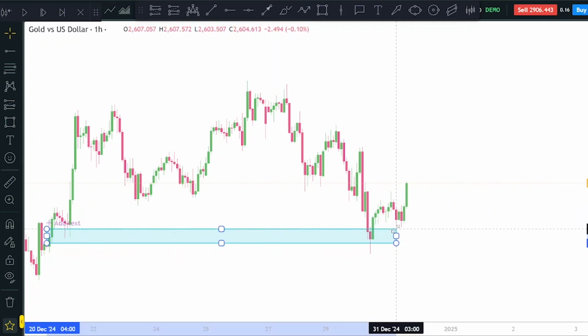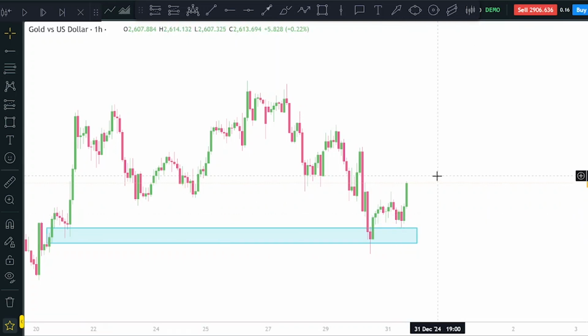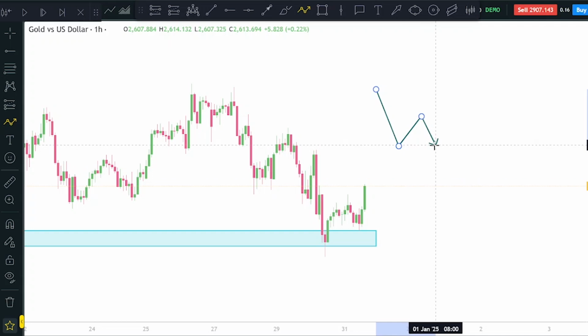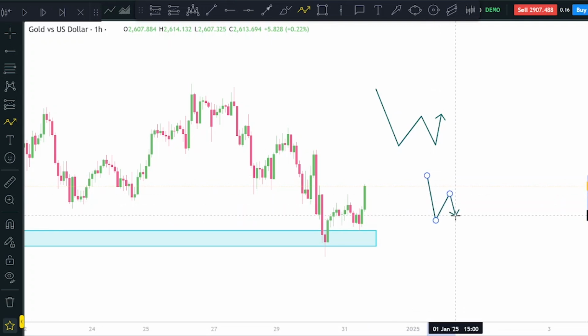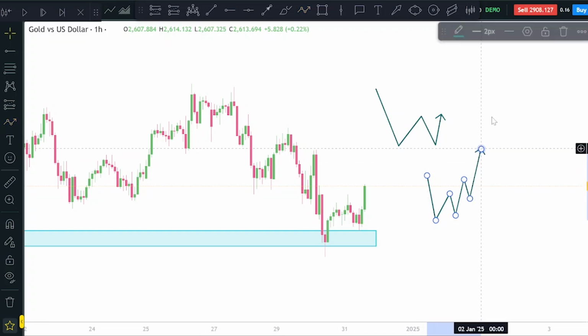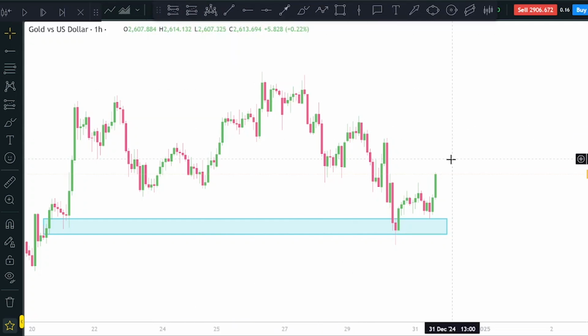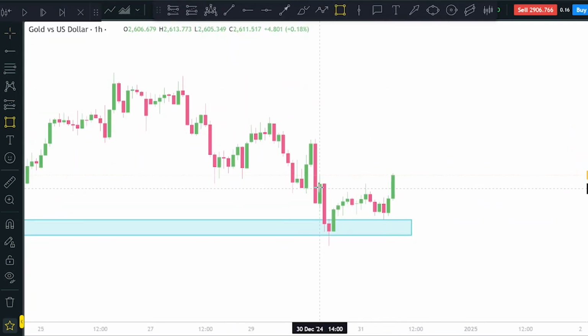The double bottom doesn't have to look like this only. Sometimes you will get double bottoms which are not exactly equal, but the formation is still the same. So this one will be a neckline. We have a neckline from this area. What are we waiting for?